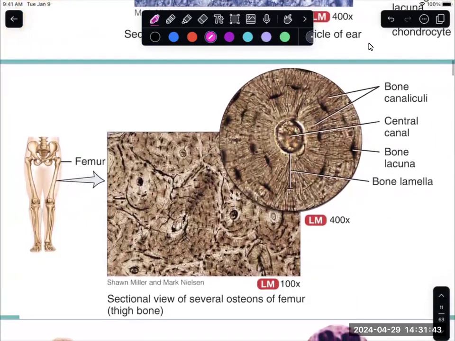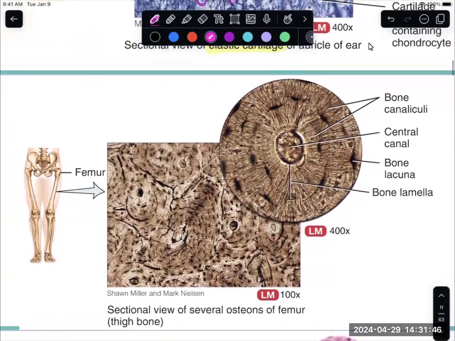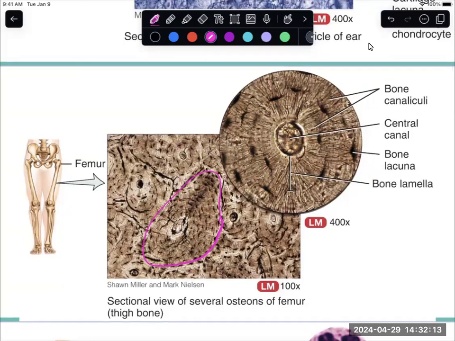Bone. This is compact bone. This is probably a really good example right through here. It looks like a bunch of tree rings to me. If you've ever cut a tree and seen all the rings, that's what bone looks like. They're just several tree rings together. Since we only need to know compact bone, this is all you'd need to know if you saw this was bone. It looks like a bunch of tree rings.